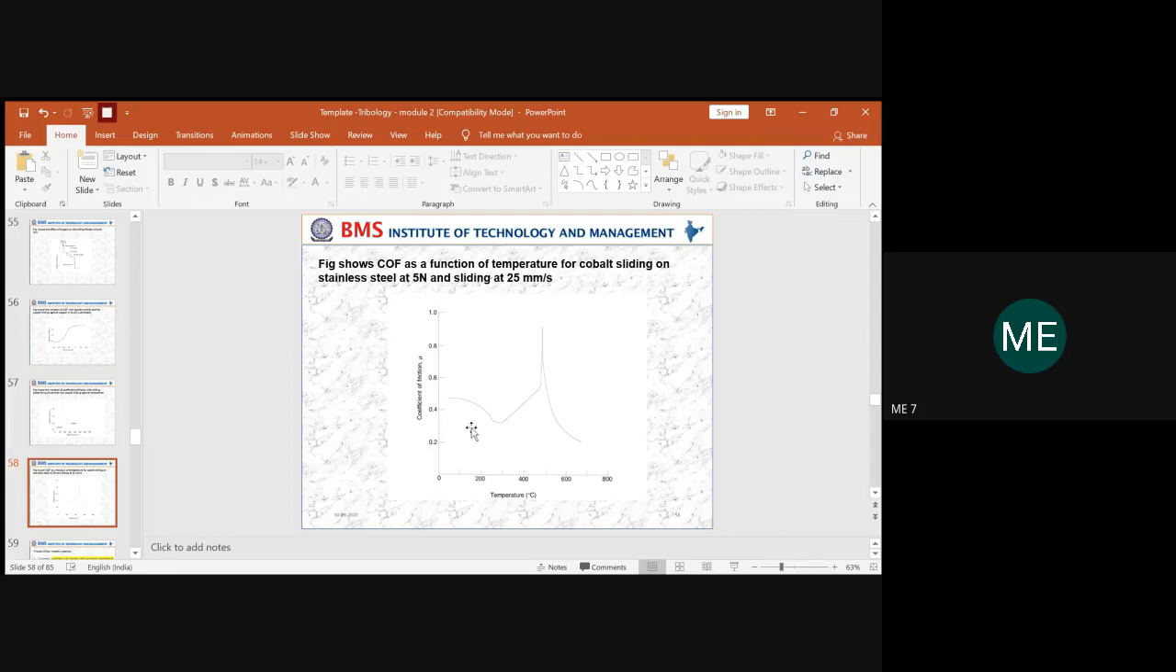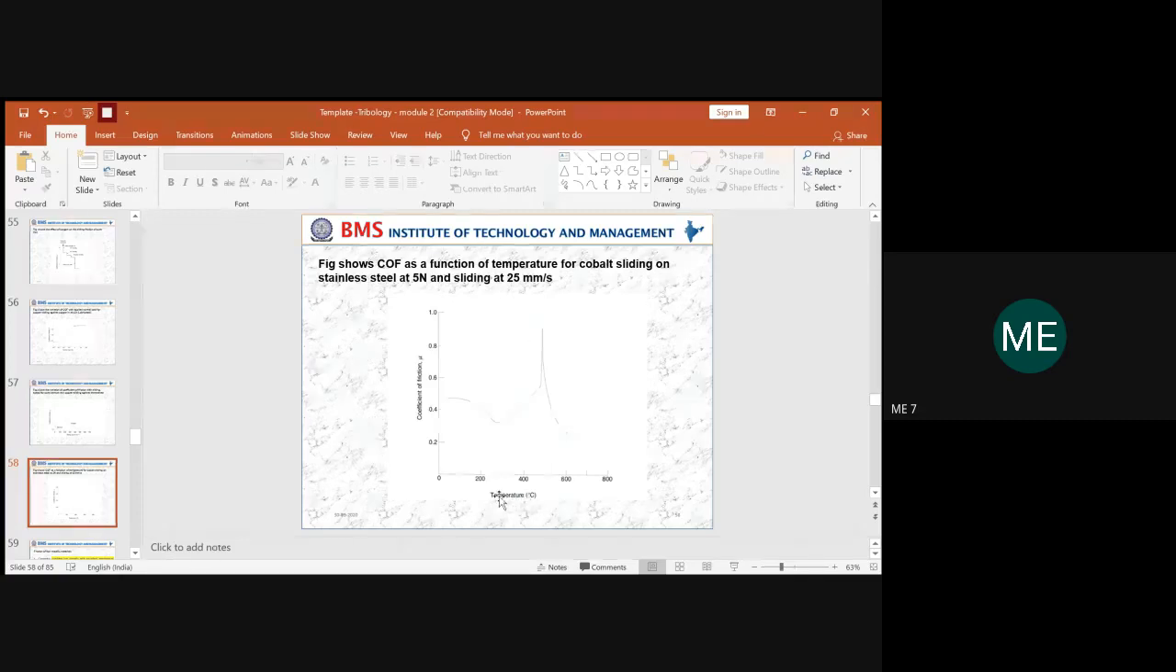So now here the graph is not related to either speed or load. It is with respect to temperature. So this load will be the same until it slides, and the speed with which it is sliding is also constant. You are not varying either this sliding speed or the load.